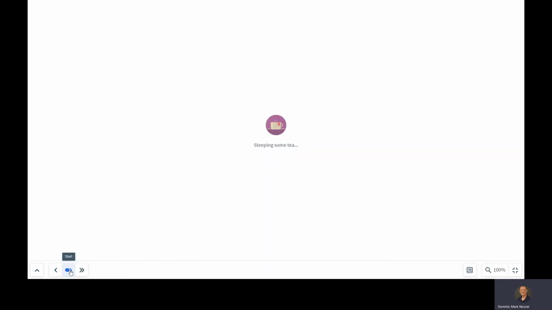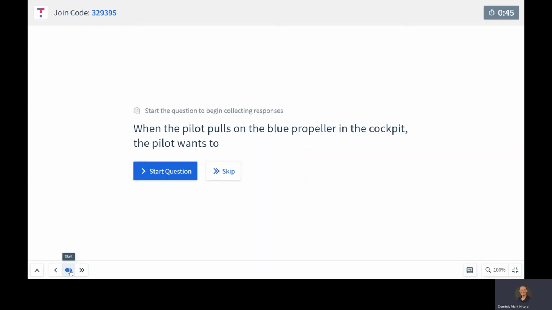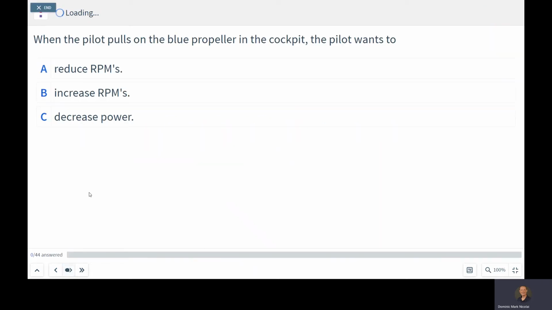So let's take a top hat question here. The pilot pulls on the blue propeller knob in the cockpit. The pilot wants to what? So when the pilot pulls on the blue propeller knob in the cockpit, we've been talking about pushing. Now the question is on pulling it.